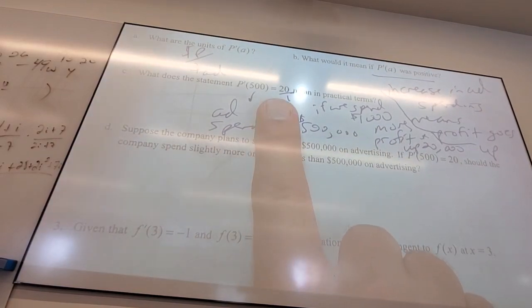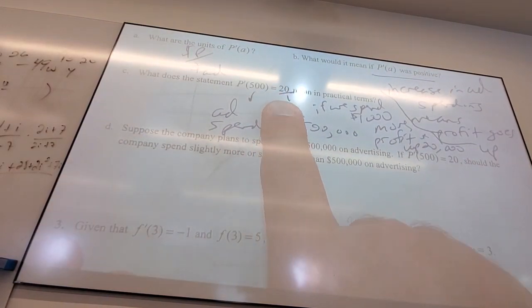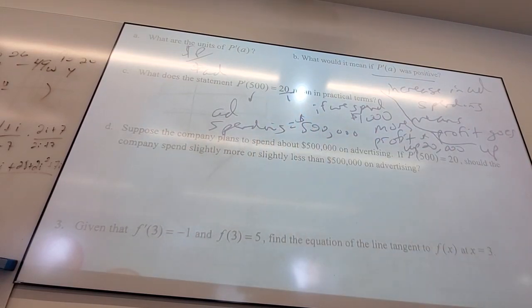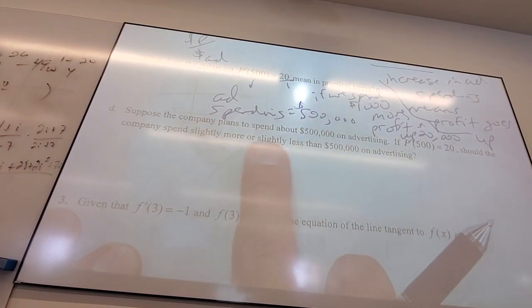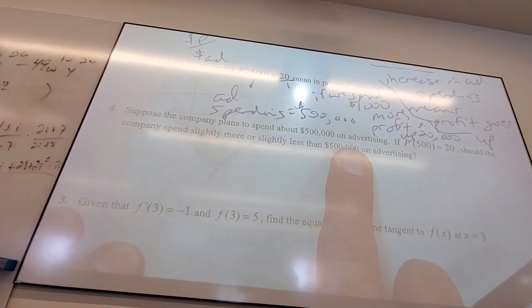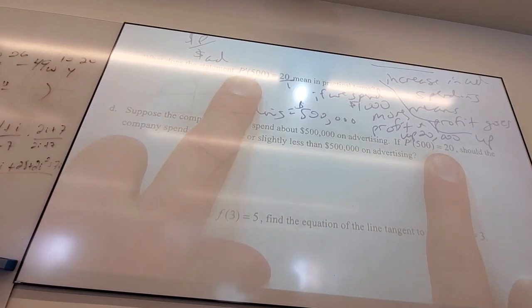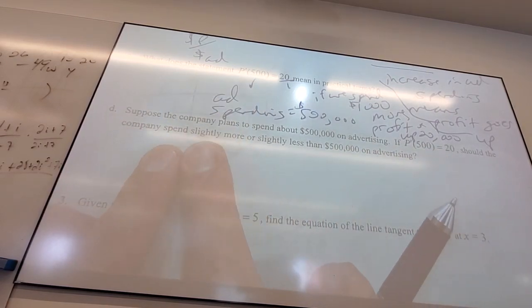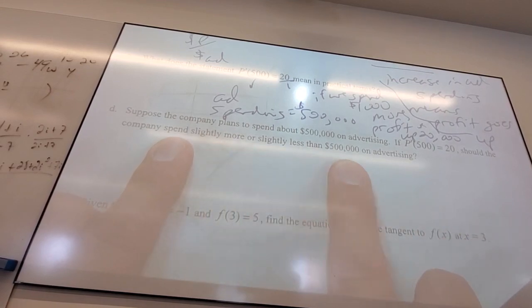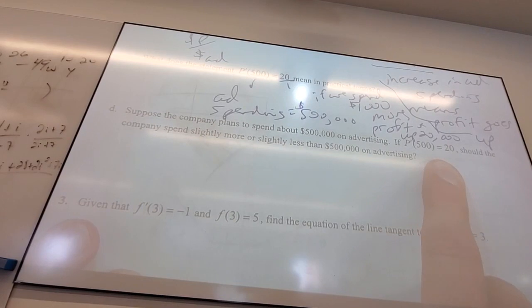Does that make sense? Again, this is stuff you guys came in knowing. You just haven't necessarily looked at it this way. Suppose a company plans to spend about $500,000 in advertising. And we know this statement from just a second ago. Should the company spend slightly more or slightly less than $500,000 in advertising? Slightly more. So anytime the P prime is positive, I should boost my advertising.